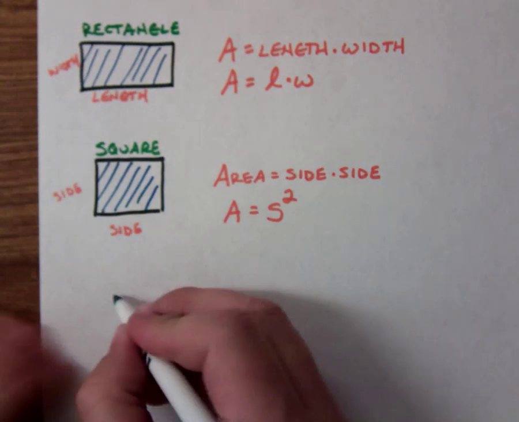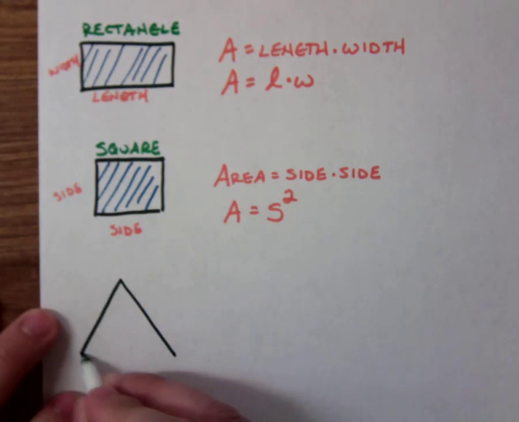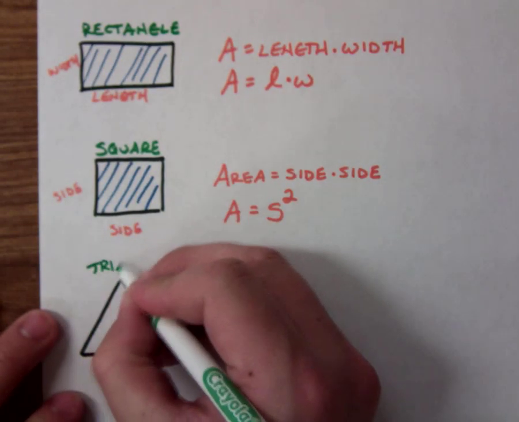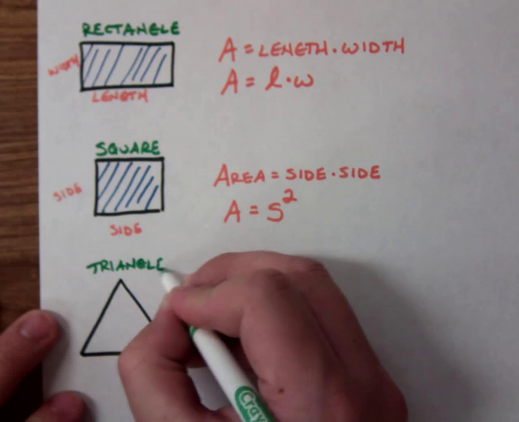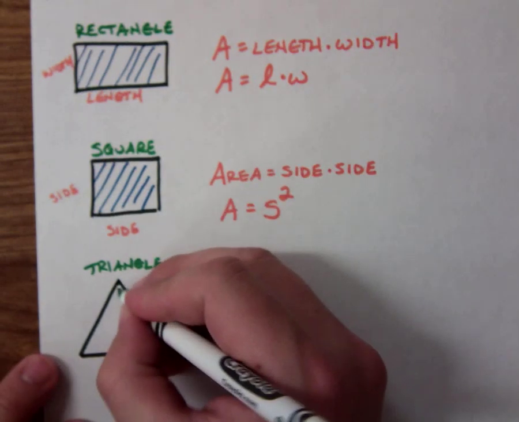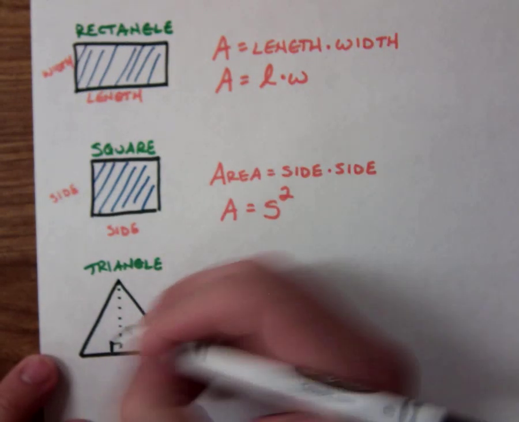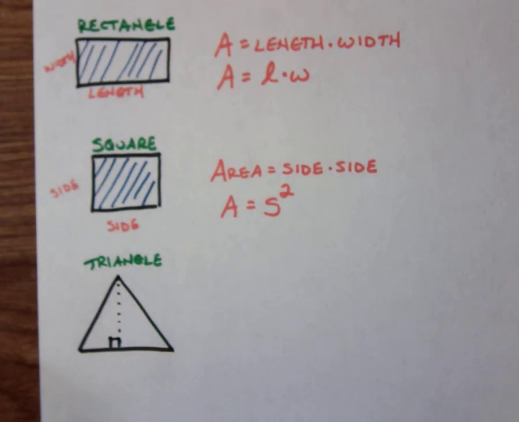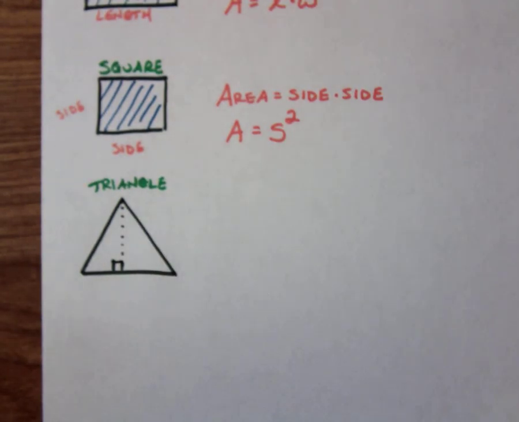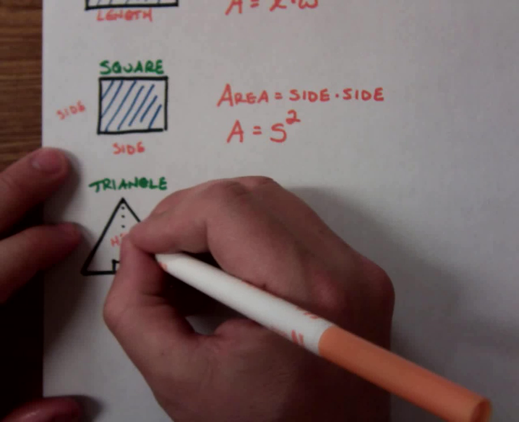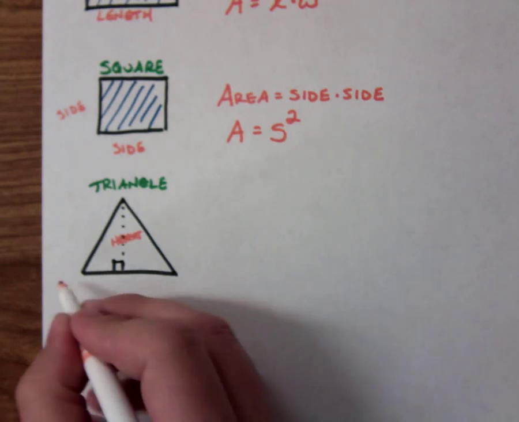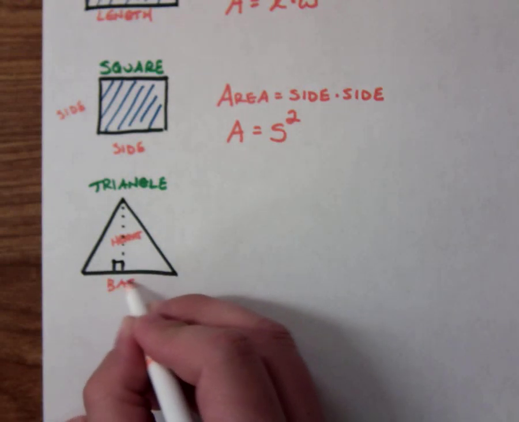Let's do a little trickier one. This shape is called a triangle. It's called a triangle because it has three angles. Triangle. Now, when we do a triangle, we need a really important measurement. This line going straight down the middle is the height of the triangle. We need to know the height of the triangle, and we also need to know how long this bottom side is. We call that the base.